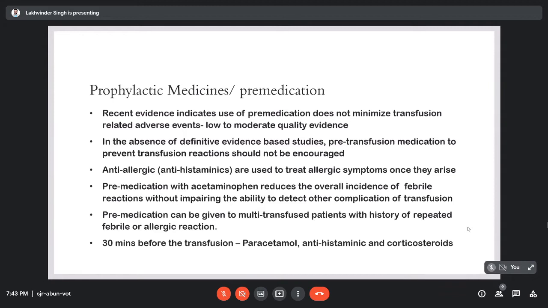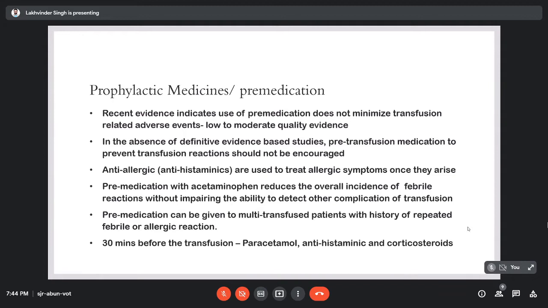So in absence of definitive evidence-based studies, pre-transfusion medication to prevent transfusion reaction should not be encouraged. Because suppose you have issued a wrong blood and the patient is getting a hemolytic transfusion reaction, the only sign the patient may develop is increasing temperature. If we have given a high dose of paracetamol, there may not be increasing temperature, and you'll come to know about the reaction only after a large volume of blood has been transfused. So the severity of reaction may increase.